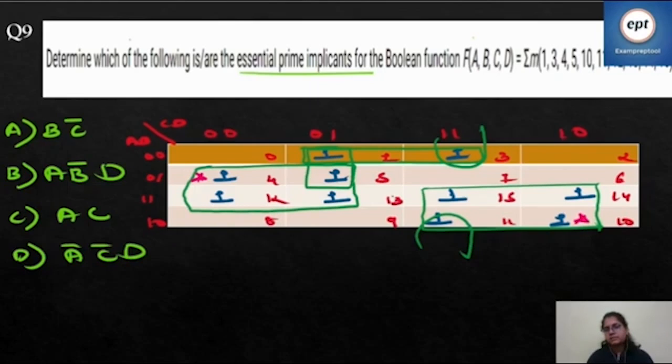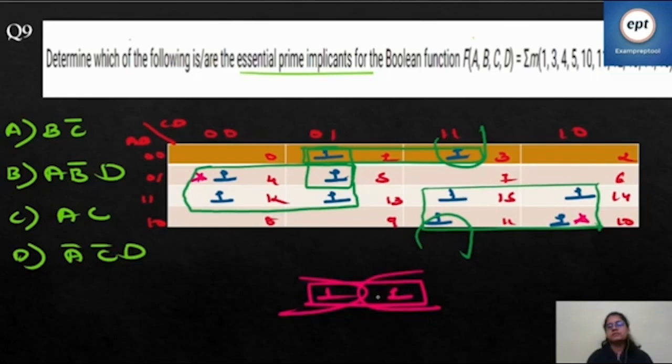And here in this group, only this one is covered, the rest is not covered, so this is considered an essential prime implicant. You have to see the group where overlapping of ones is not possible with whole ones. Like here this is one, here the overlapping is done, here also overlapping is done, so this is not the essential prime implicant.